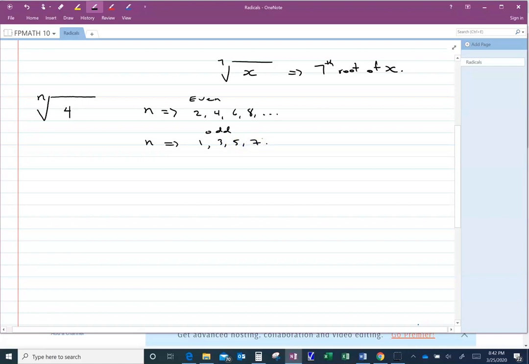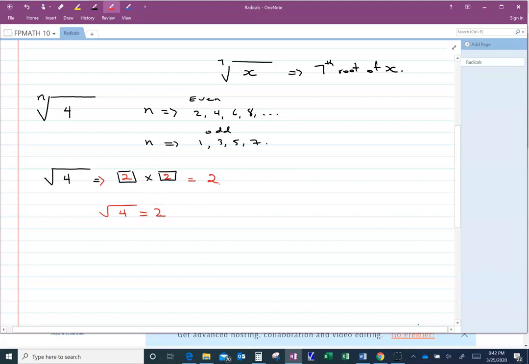Let's do a couple of examples. Let's suppose I start off with the square root of 4. That's very straightforward. What number times itself twice will give you 4? That number is positive 2. So the answer is 2. It's important that the square root of 4 is not equal to plus or minus 2. The proper way of writing it is this, and it is positive.